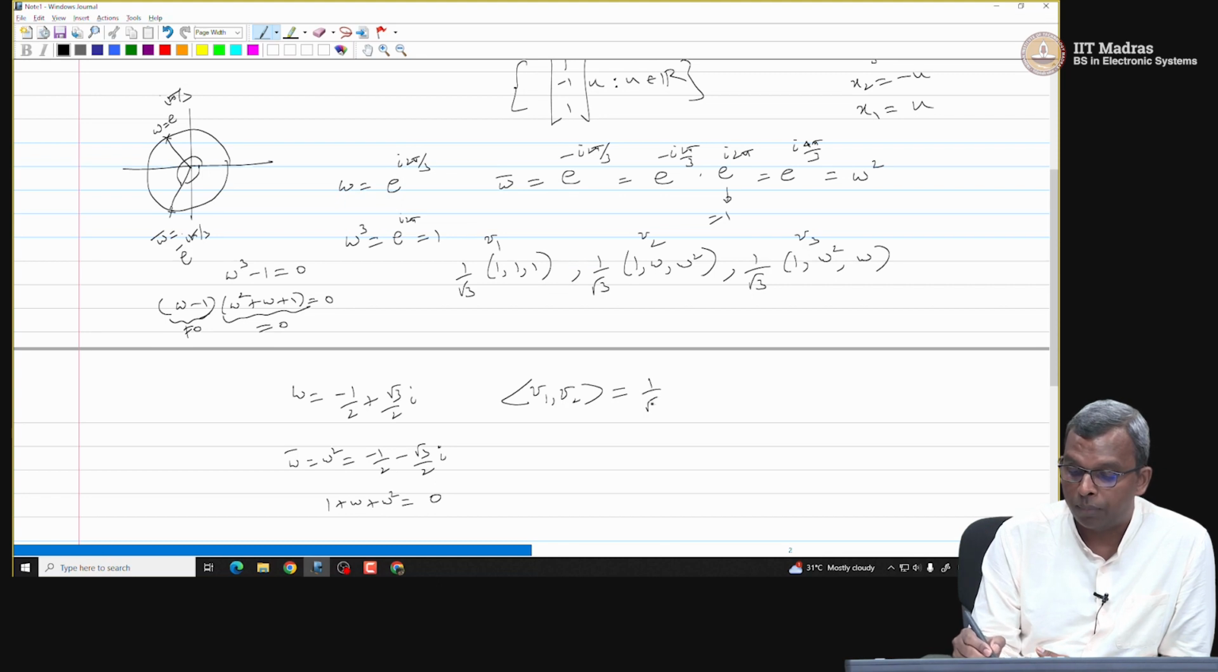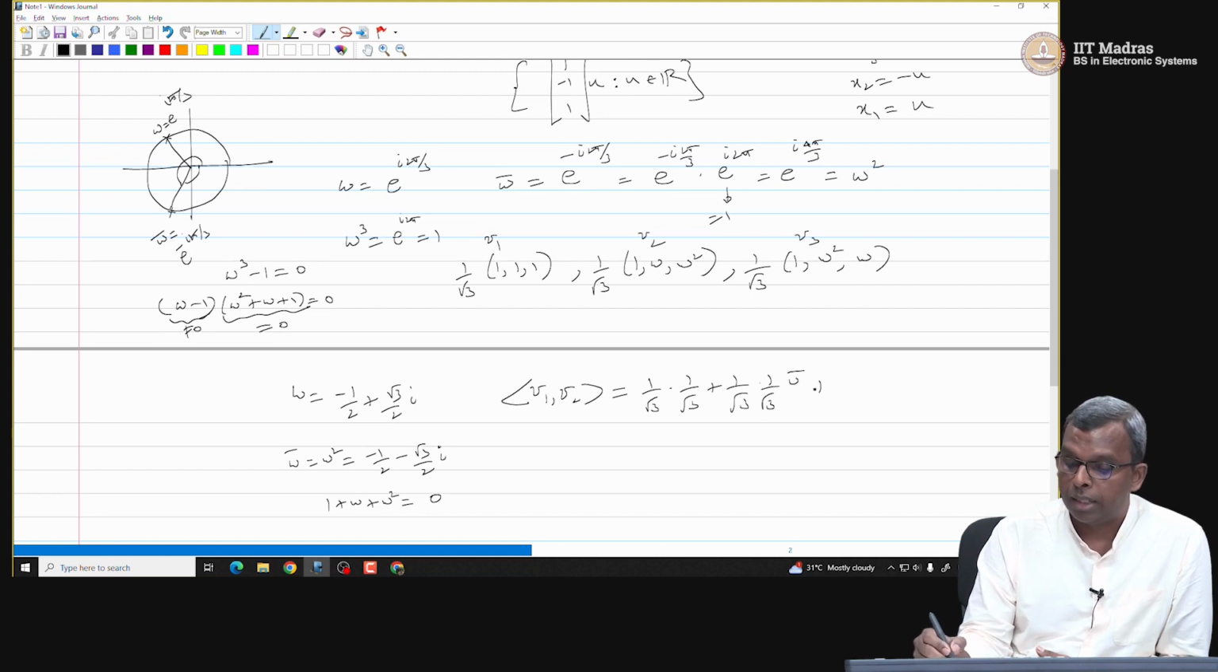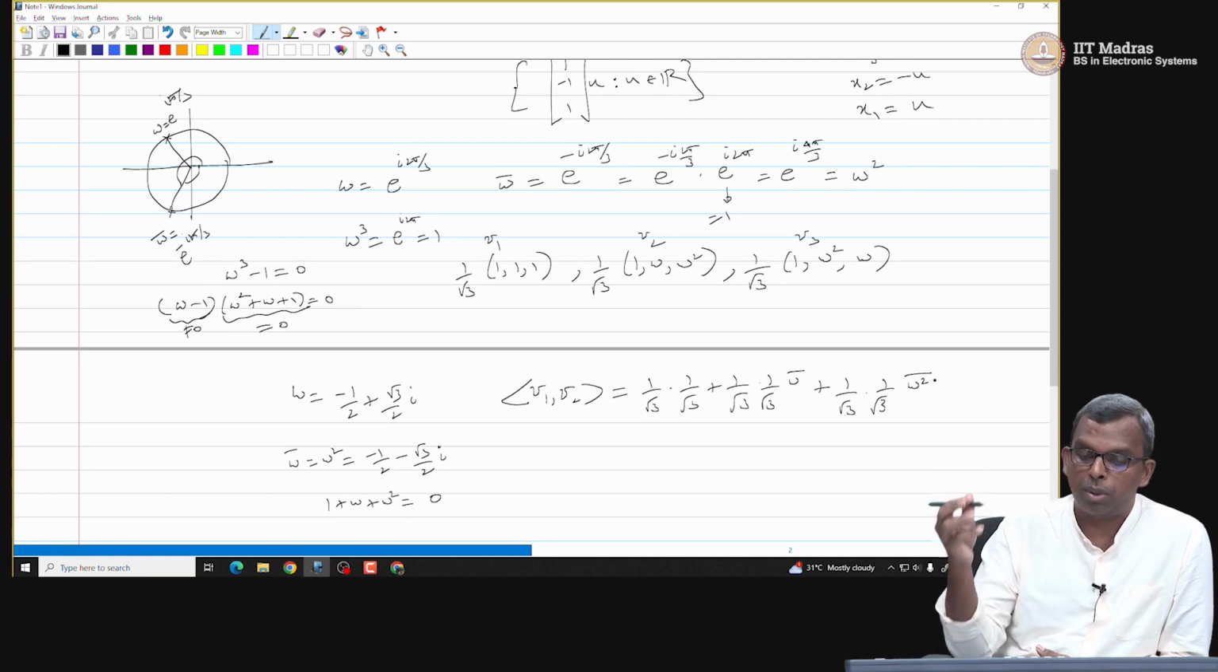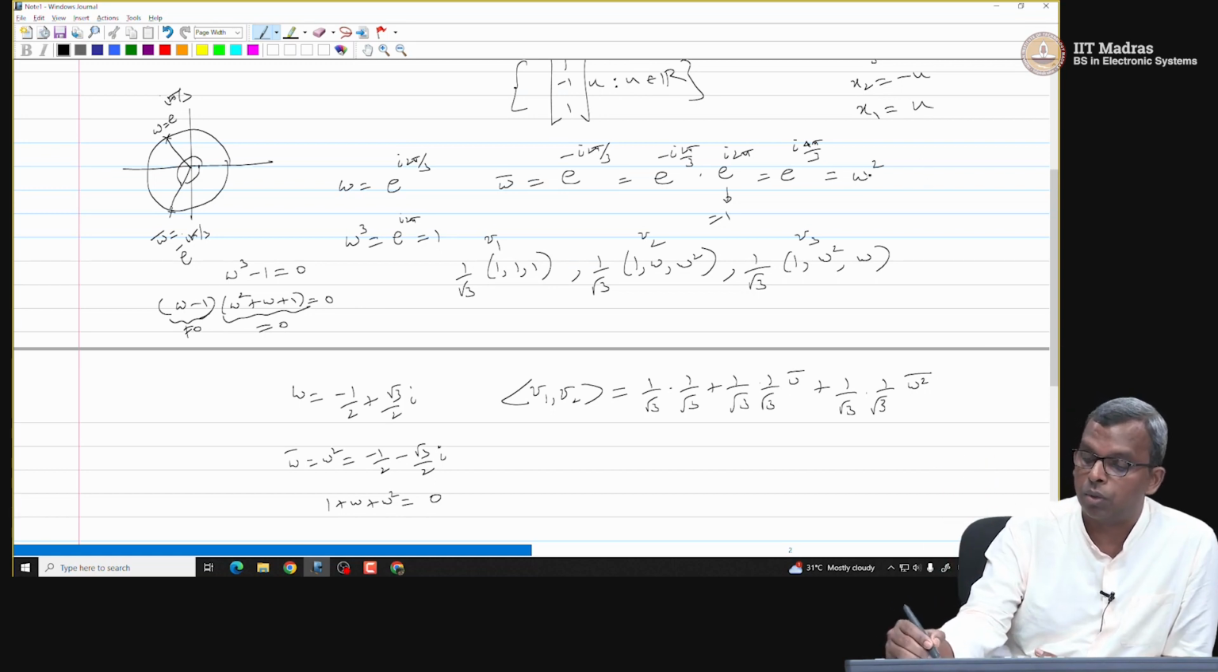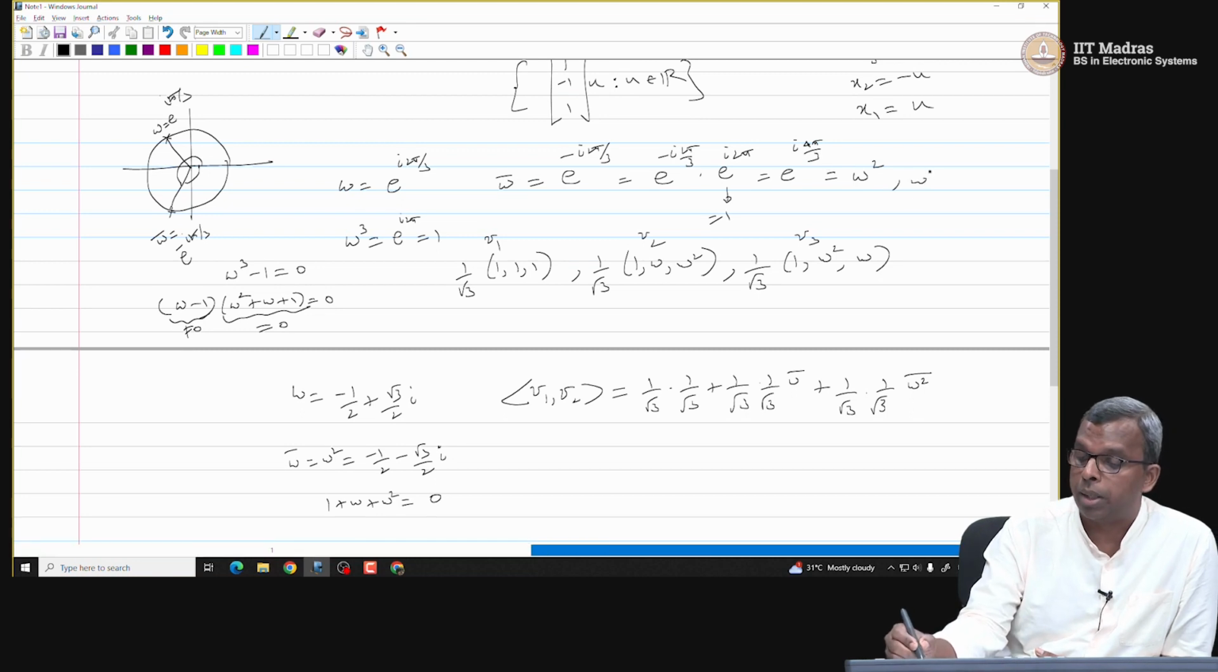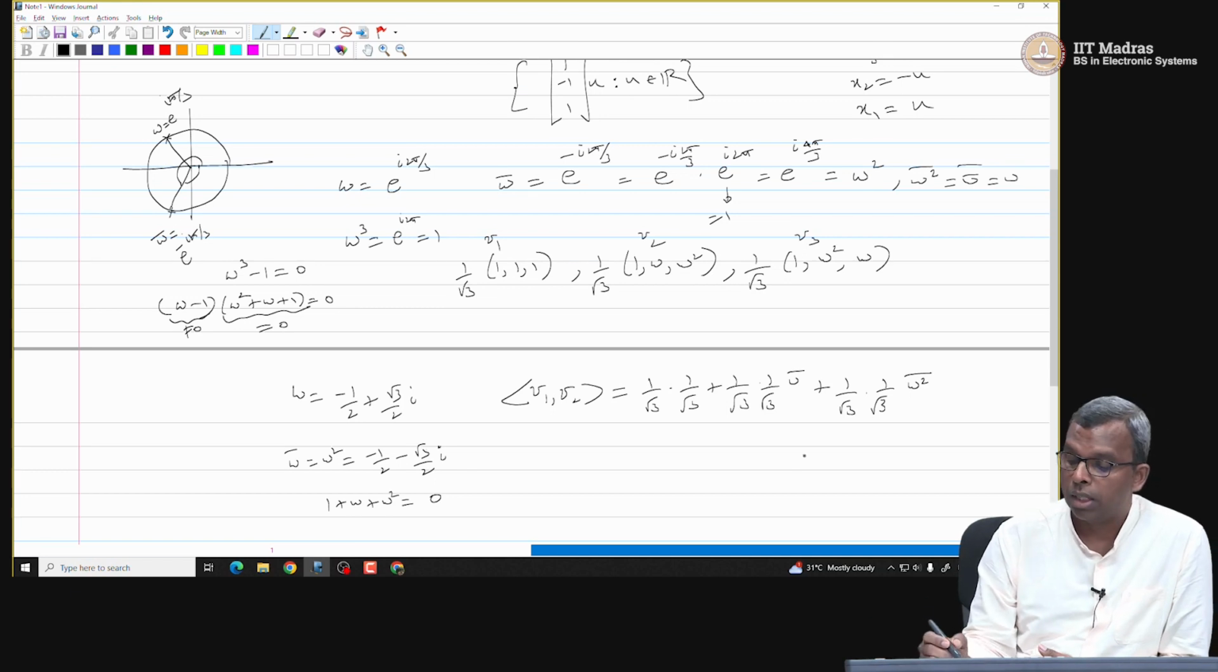You have 1 by root 3 into 1 by root 3, there is no problem with the conjugate here. The second term is 1 by root 3 into the conjugate of omega, so 1 by root 3 omega bar will come. The last term will be 1 by root 3 times 1 by root 3 omega squared bar. What is omega squared bar, you might wonder? That is the same as omega, because omega squared is omega bar, so omega squared bar is omega bar bar, which is just omega. You can check all these out, it will come out correctly.